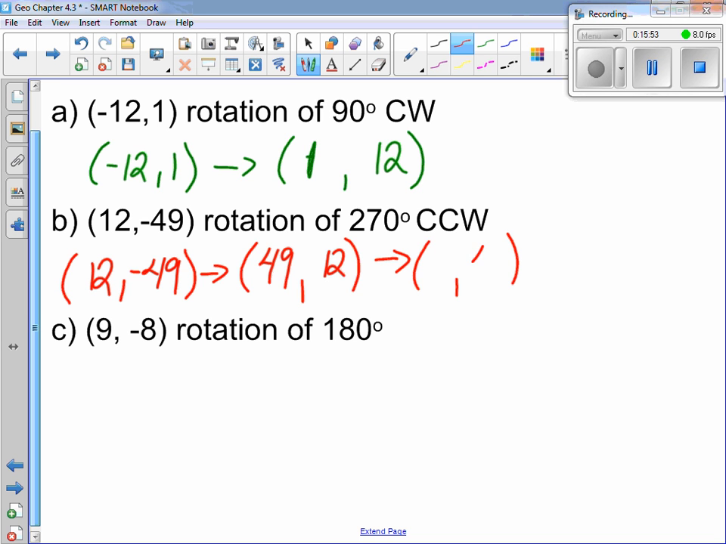So we flip it. 49 would go into the second spot. 12 would go up front. And we change the sign of the term in front, which would take it from positive 12 to negative 12. We have to do it one more time. The negative 12 would go in back. 49 would come out front, and we have to change its sign, which would make it negative. So we get negative 49 comma negative 12.